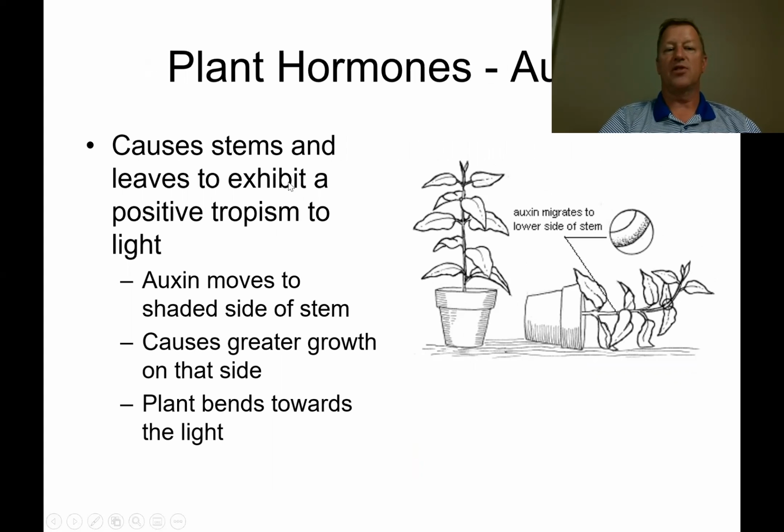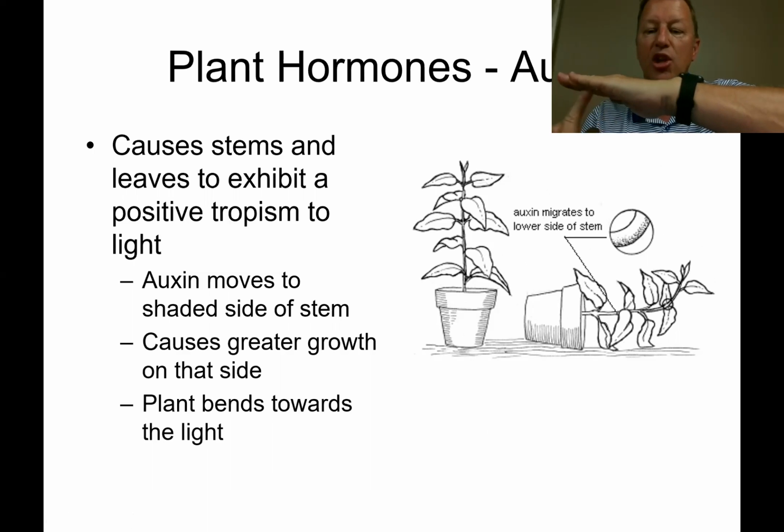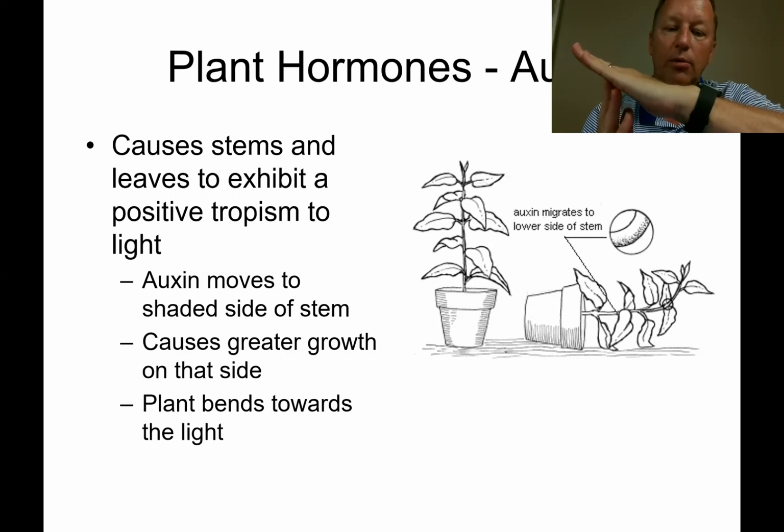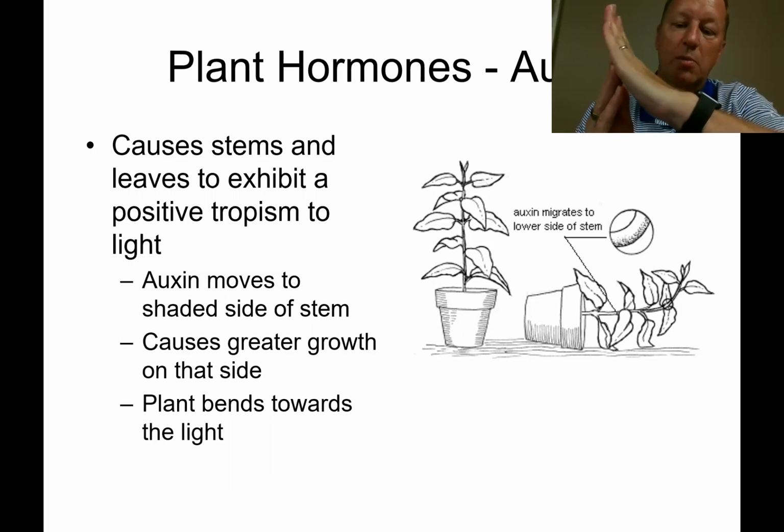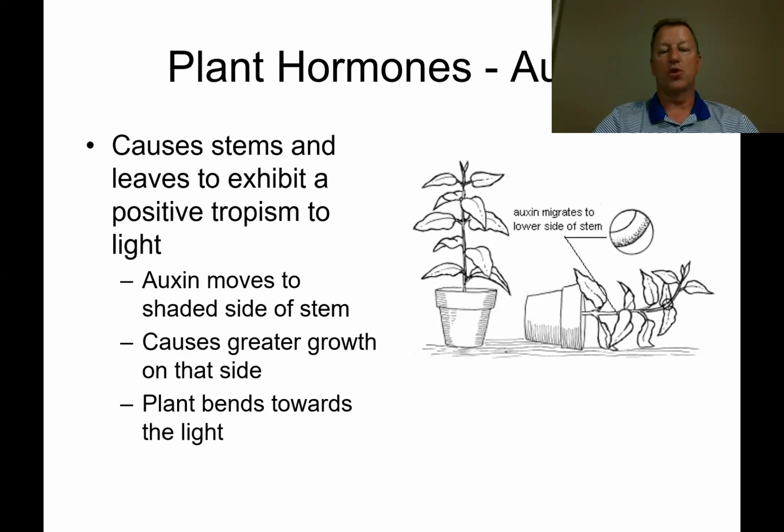Auxins. These cause stems and leaves to exhibit a positive tropism to light. Remember a minute ago, we talked about one side growing faster than the other side in reaction to light. We're talking about phototropism. This is because the auxins move to the shaded side. So if the bottom is shaded, the auxins move to the bottom side, and the auxins cause the cells on that side to divide faster, so it bends up. So it bends towards the light.